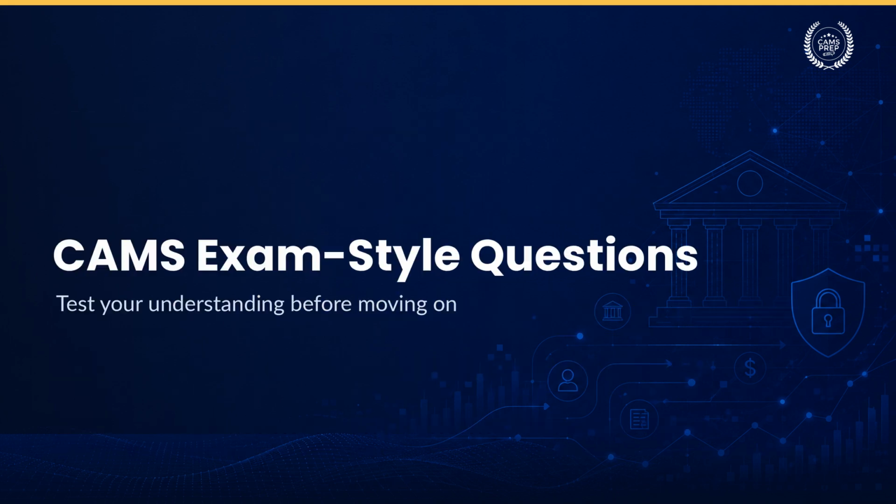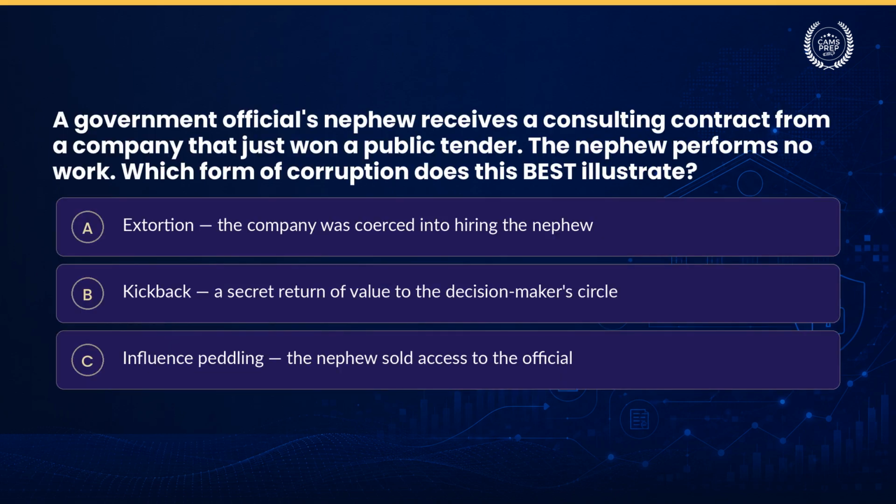Let's test your understanding with 3 CAMS exam-style questions. These mirror the format and difficulty you will encounter on the actual exam. Question 1. A government official's nephew receives a consulting contract from a company that just won a public tender. The nephew performs no work. Which form of corruption does this best illustrate? Is it A. Extortion, because the company was coerced into hiring the nephew? B. A kickback, a secret return of value to the decision-maker's circle? Or C. Influence peddling, where the nephew sold access to the official?